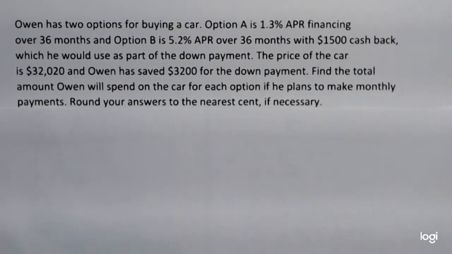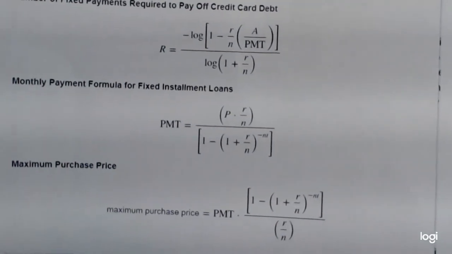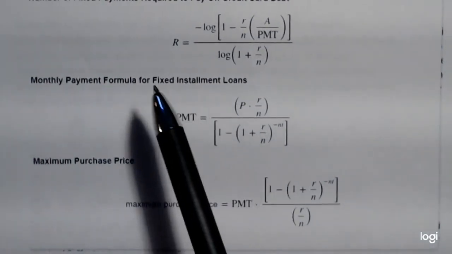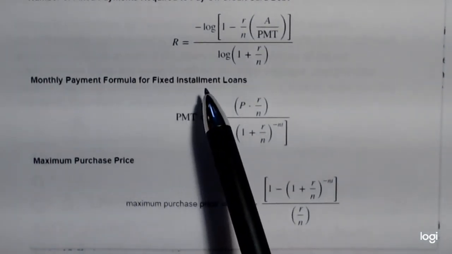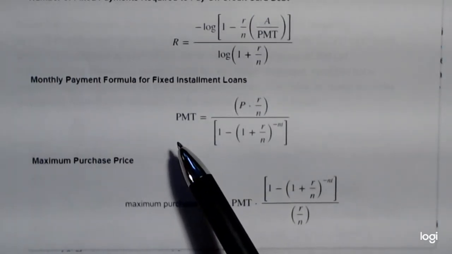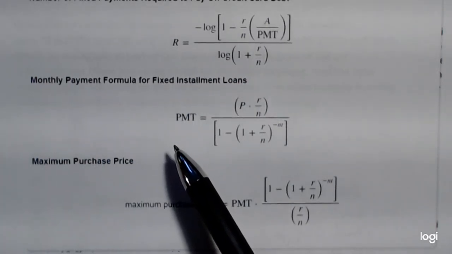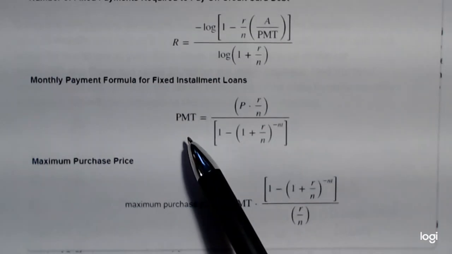Okay, so I'm going to use this monthly payment formula for fixed installment loans to get the monthly payment for each option, and then I'll multiply that by 36 to get the total amount that Owen has paid for each option, and then we'll add back in what he paid for his down payment.